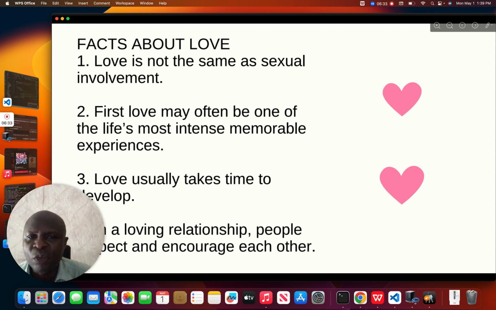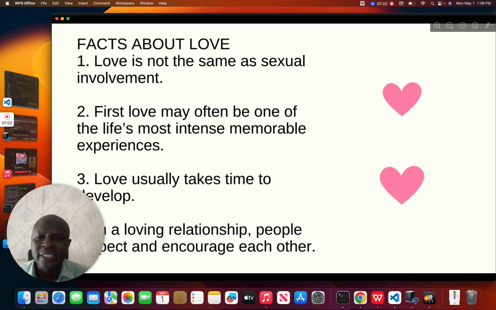First love may often be one of the life's most intense, memorable experiences. You see, when you meet somebody for the very first time, if you manage yourself very well, that relationship can last forever. Even if your friend should travel out of the country, you always keep in touch. You always hear from your friend, hear about his progress, and that will also check you to be sure that you too are making progress.